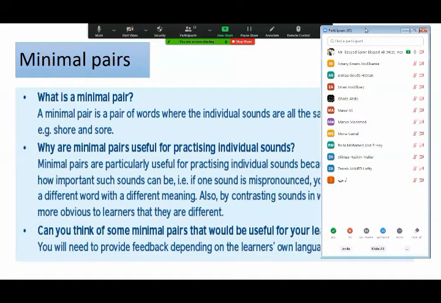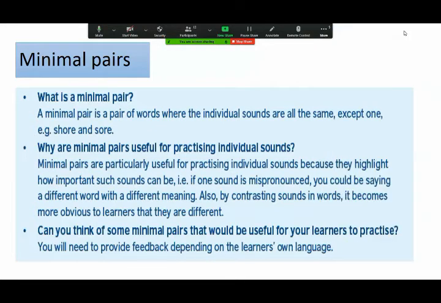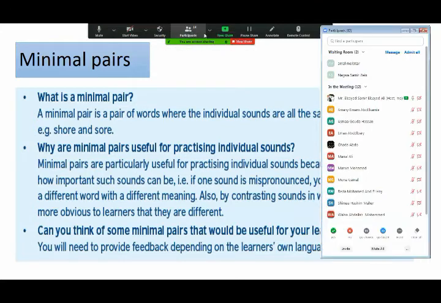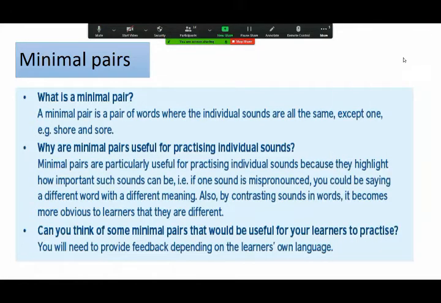Minimal pair. What is minimal pair? A minimal pair is a pair of words where the individual sounds are all the same except one. For example, sure and sore.